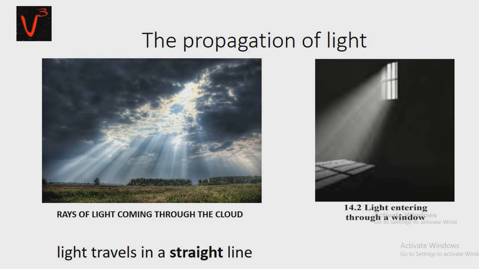Let us understand how the light propagates. That is, how the light travels to the earth. You have seen in the afternoon or in the early morning, if you see through the clouds, the light rays falling on the land from the clouds, right? You have also seen in the afternoon the rays of light entering through the slit in a door or a small hole in the roof, as shown in the figure.